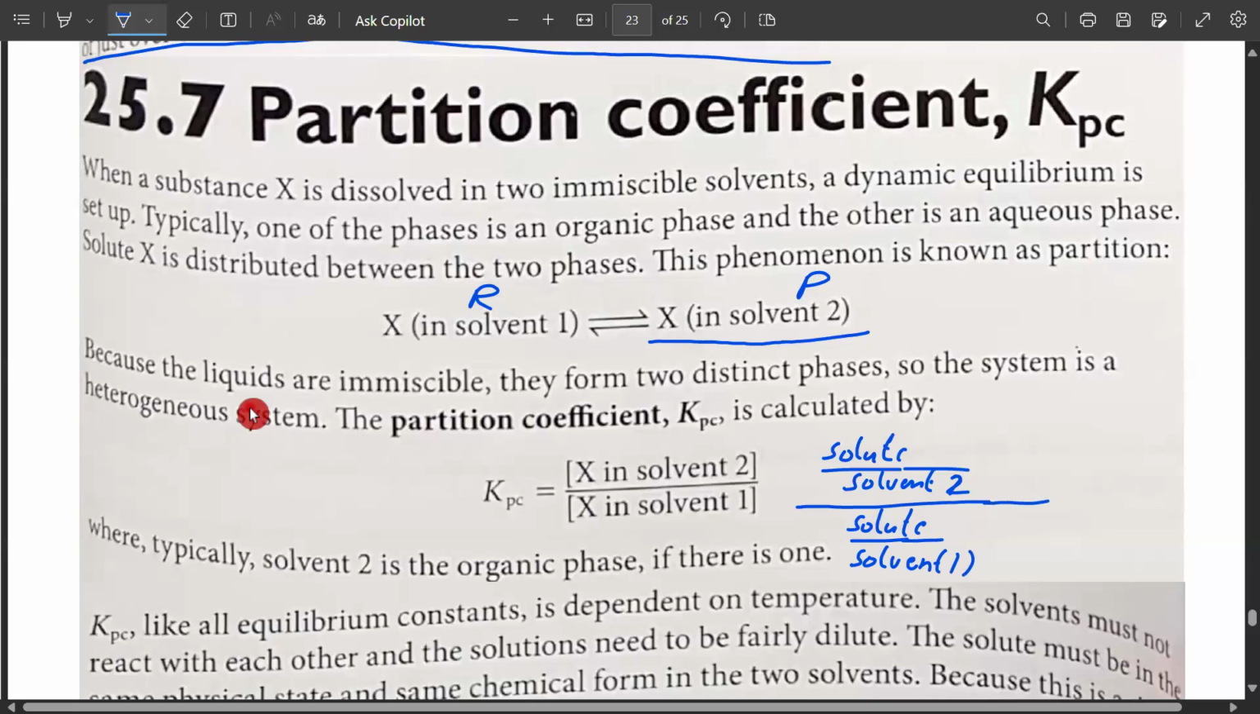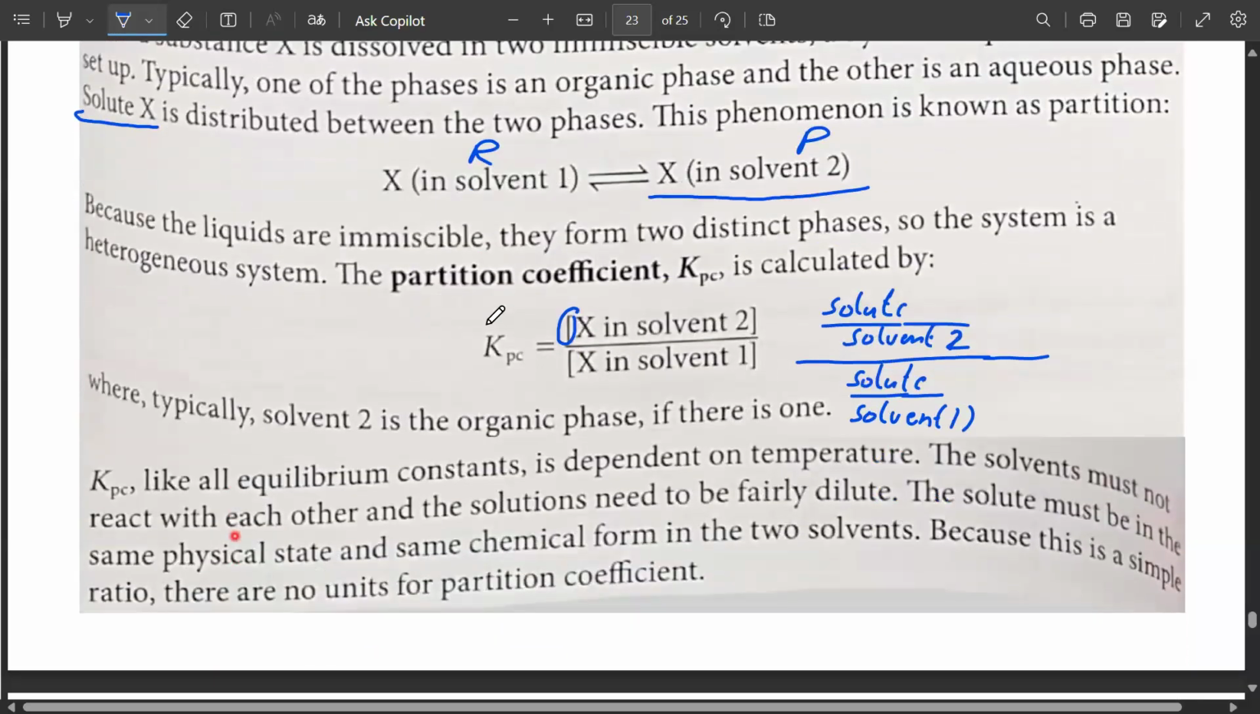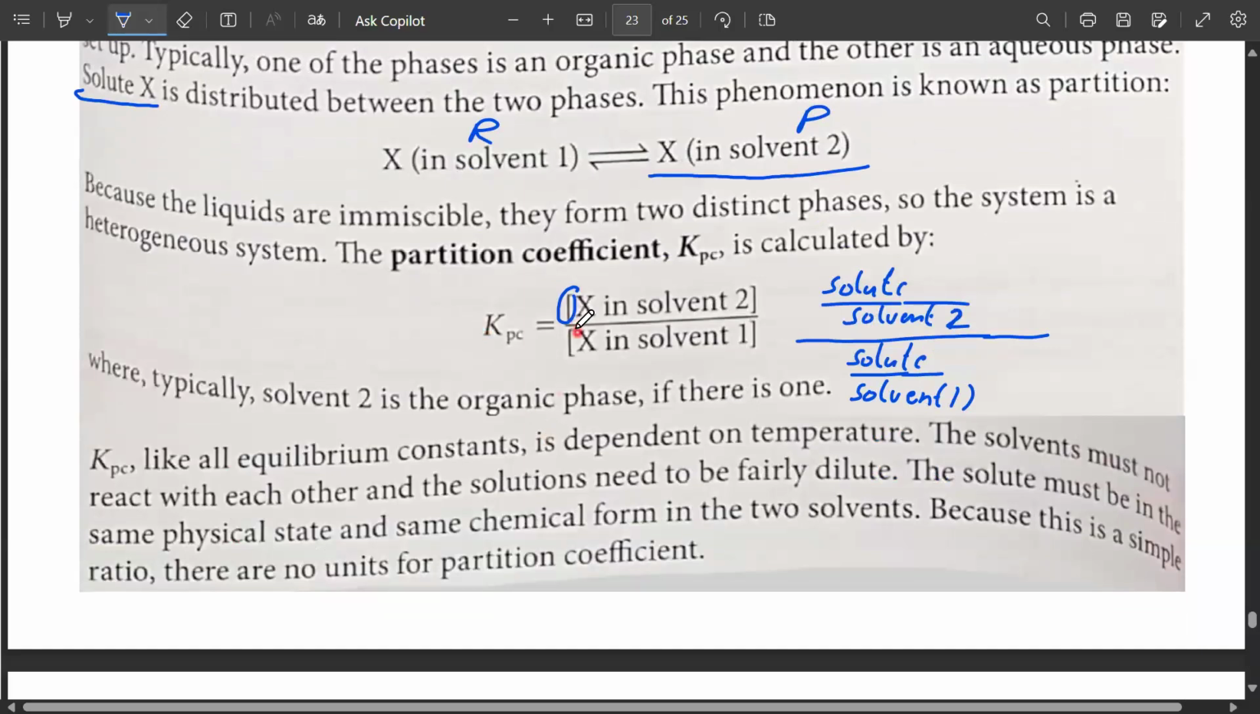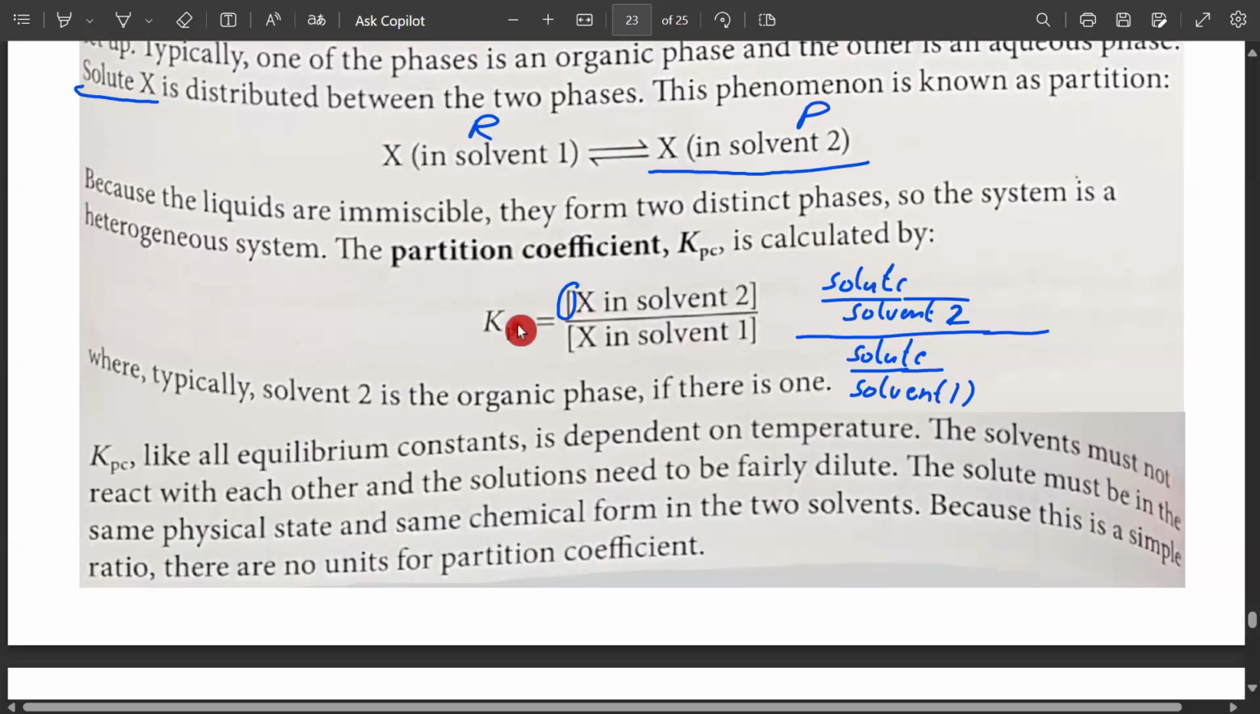So you will have such type of expression, x in solvent 2. For this case, x is considered to be the solute here. They have designated x as the solute. So x in solvent 2 divided by x in solvent 1, and they are taken in square brackets. That means the concentrations are in mole per dm cube. So this is how we write the expression for the Kpc. Just like all the other constants, this also depends upon the temperature. So if you change the temperature, then the value of the Kpc will change.